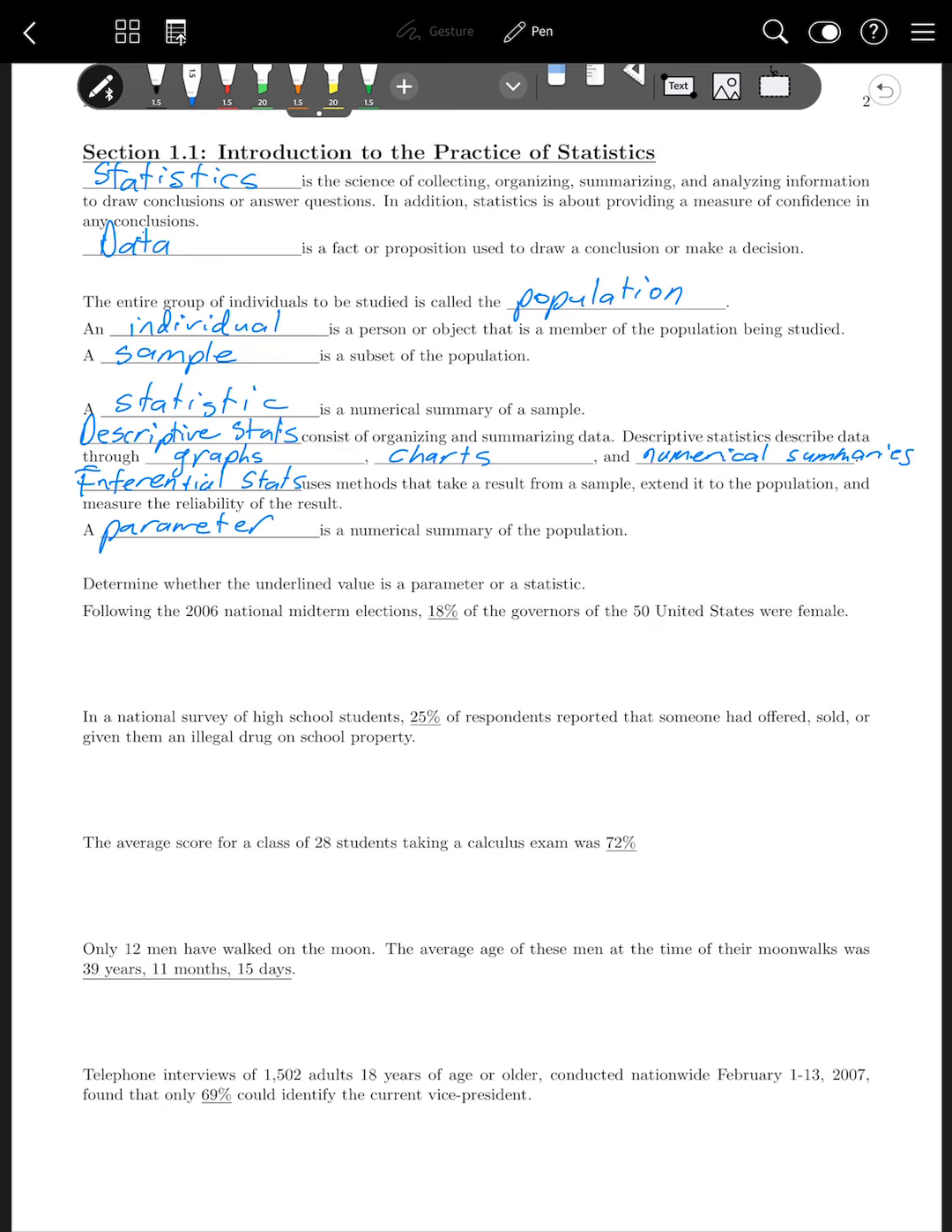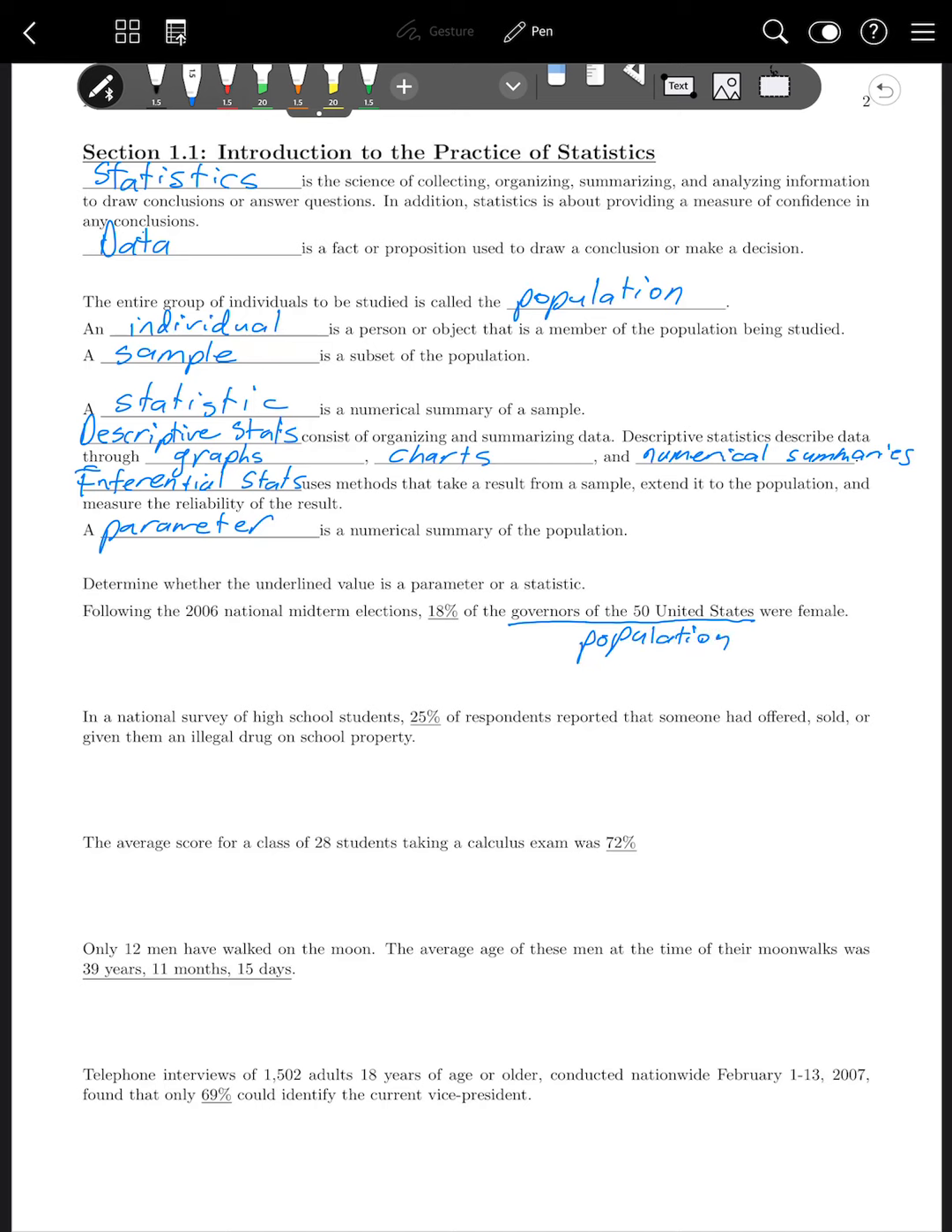Following the 2006 national midterm elections, 18% of governors of the 50 United States were female. Okay. So one question you might want to ask yourself here is, well, what's the population we're talking about? Well, in this case, the population is the governors of the 50 United States. So that's our population.